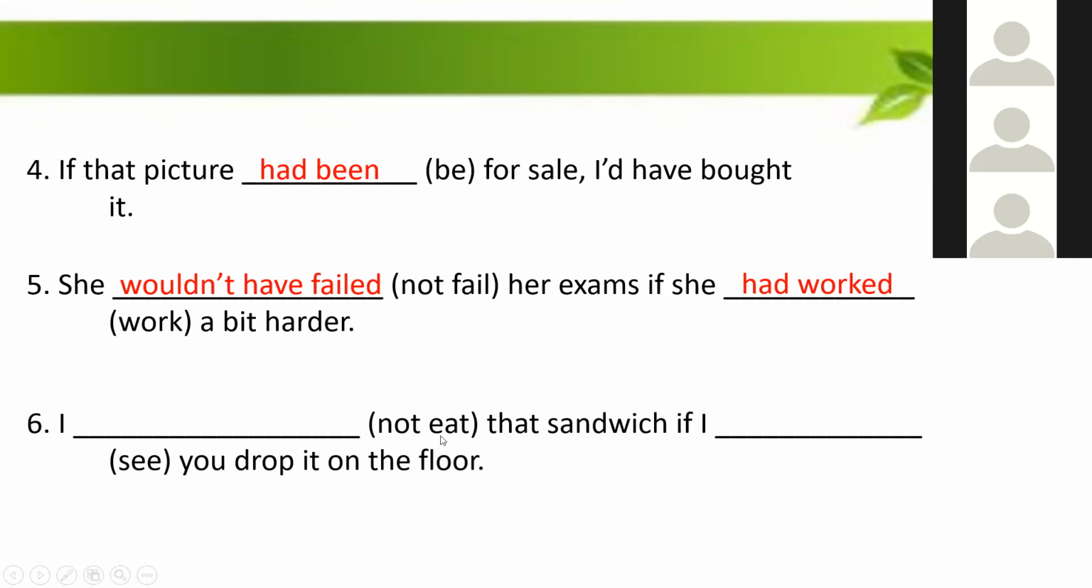Okay, not eat. So what are you going to use? Wouldn't have eat. Wouldn't have. What is the past participle of eat? Ate. Kauklong, what is the past participle of eat? Eaten. Okay, Taro. The answer is I wouldn't have eaten that sandwich if I had seen you drop it on the floor. Very good. If I had seen, because the past participle of see is seen.